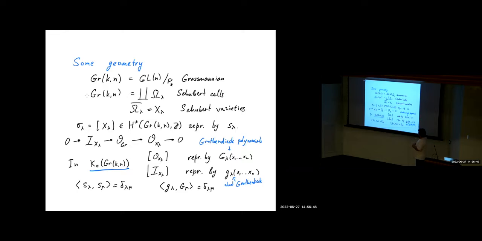And you can take the classes of these in the K group, and it turns out that the classes of the ideal sheaves are represented by the dual Grothendieck polynomials. And as you can guess, the classes of the O of X lambda are represented by what are called Grothendieck polynomials. That's why these are called dual. Algebraically, if you take the inner product on the set of symmetric functions, according to which the Schur polynomials form an orthonormal basis, these two bases will be dual to each other.